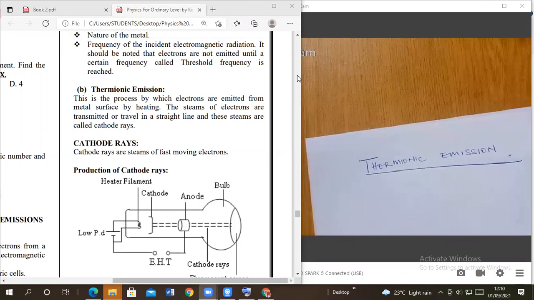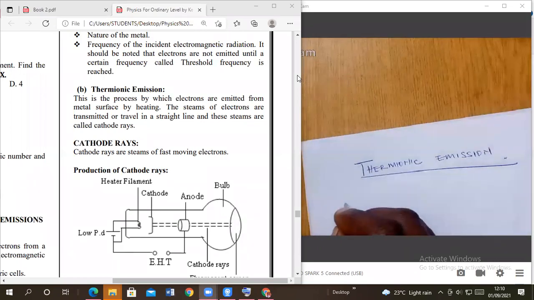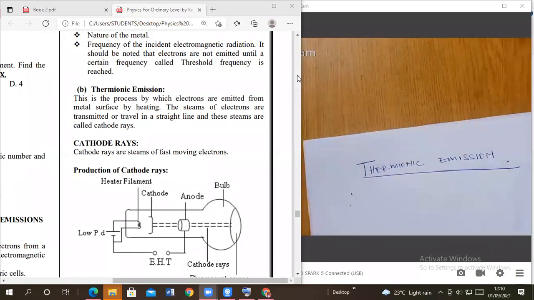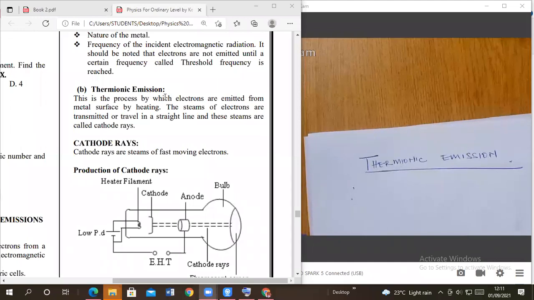Okay. Now, what is thermionic emission? They are saying this is the process. Can everyone read that? This is the process by which electrons are emitted from a metal surface by heat. Correct. Members, for you to understand physics, for you to have physics moving in your bloodstreams, you must understand every word that is in that definition.